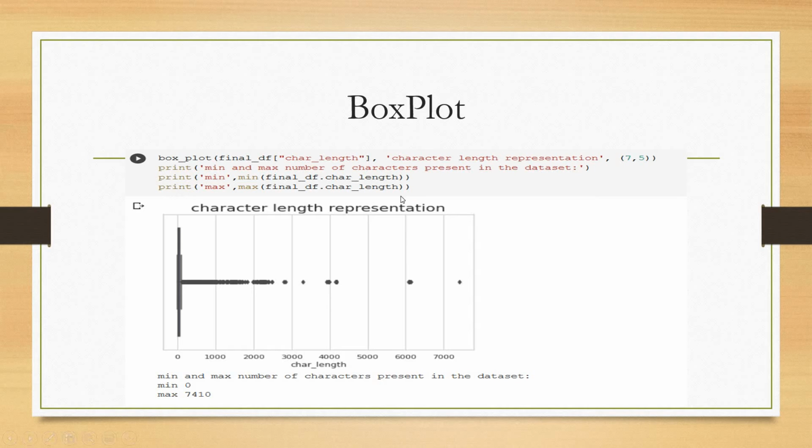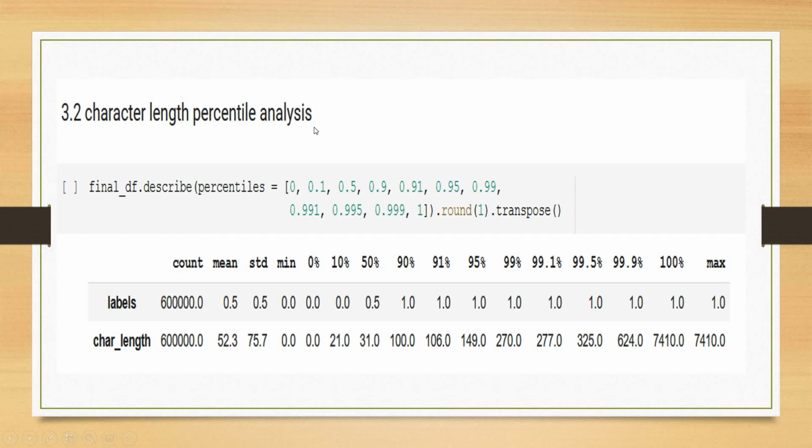Next I used a box plot to show the number of characters in the URLs. In some cases the URL character length is more than 7,000, so that's not possible in the real world. And in some cases the minimum length is 0, meaning they are blank, and the maximum is more than 7,000. So I also used percentile analysis. At 0% there are 0 characters, and at 10% there are 21 characters. So at 99.9% and 100% there is a huge difference.